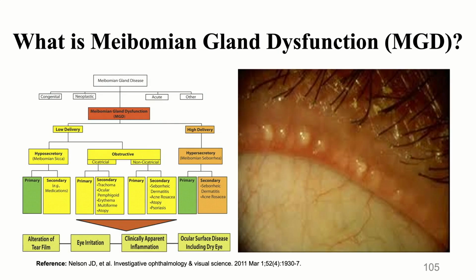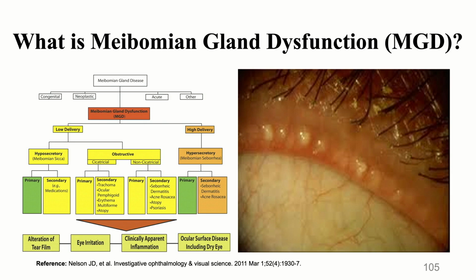If I saw a patient that looked like this, do I say, how you doing? And they go, I'm doing great, and I say, okay, thanks for coming? Or do I say, look at the biofilm, look at the blepharitis, look at the meibomian gland dysfunction, we need to do something different. And you look here at the difference between low delivery meibomian gland and high delivery. You see the scaling going on here, and essentially what ends up happening is alteration of the tear film, eye irritation, inflammation, as well as ocular surface disease.